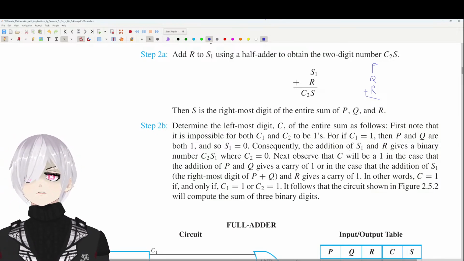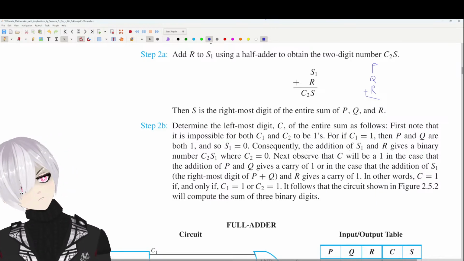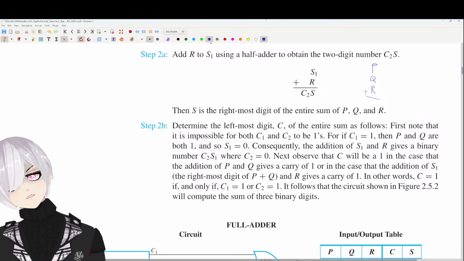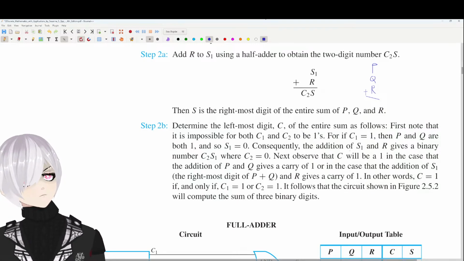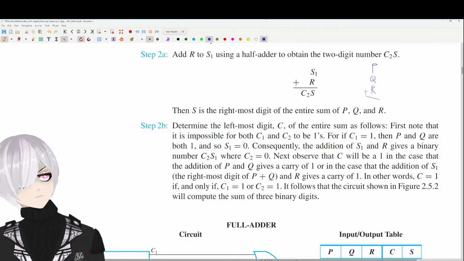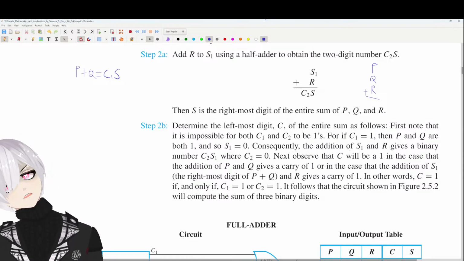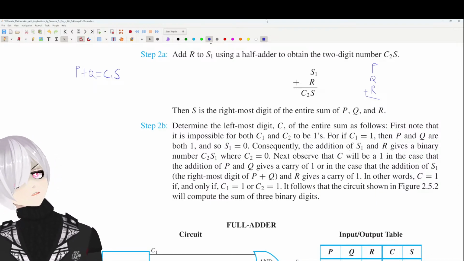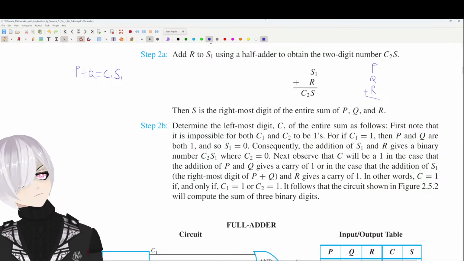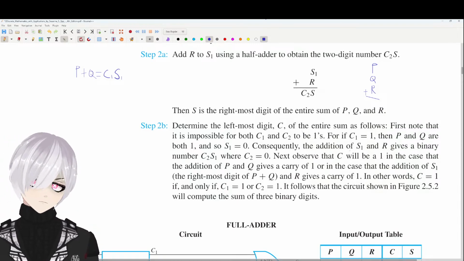I think it might be helpful, because the book puts it on two pages, which makes it confusing, to write everything on one page here. So I guess we have P. Firstly, P plus Q equals C1 S1, and that can go on the left of everything. It's C1 S, or they call it C1 S1? That makes more sense. C1 S1.